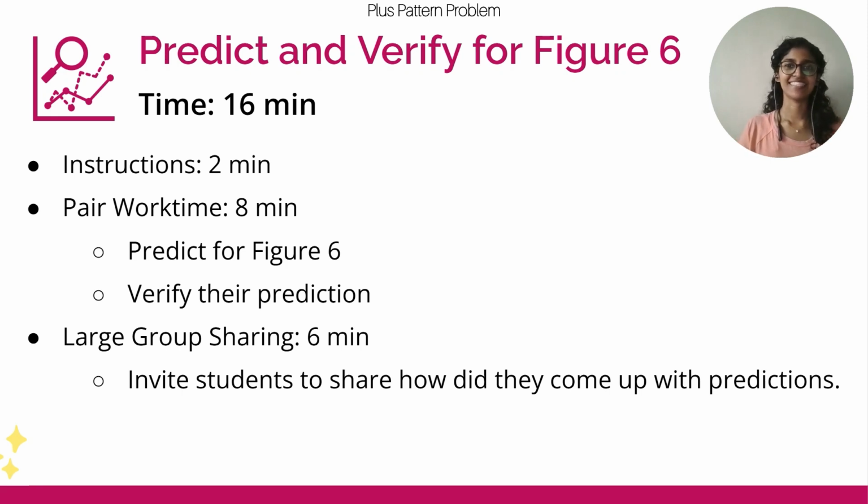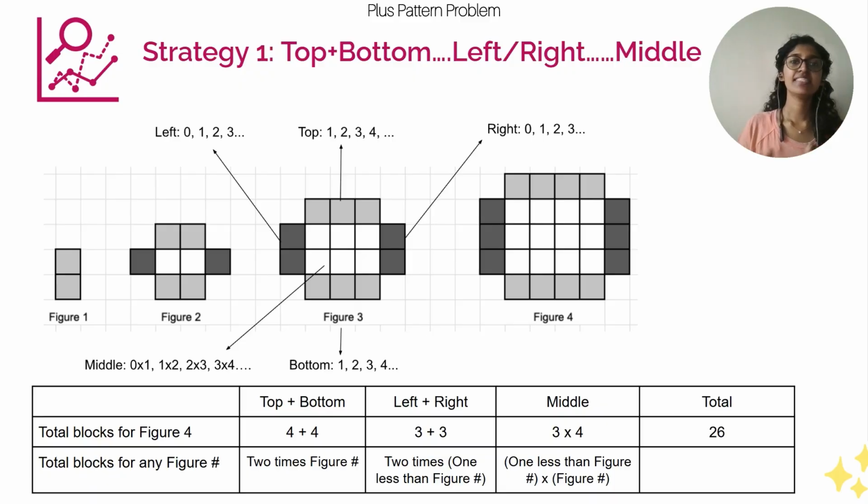Let's see what the strategies are now. The first strategy is top, bottom, left, right, and middle. So here, what the students might do is they will look at one figure, they will separate the different parts based on how they observe it or how they visualize it. Now let's look at figure 4 here.